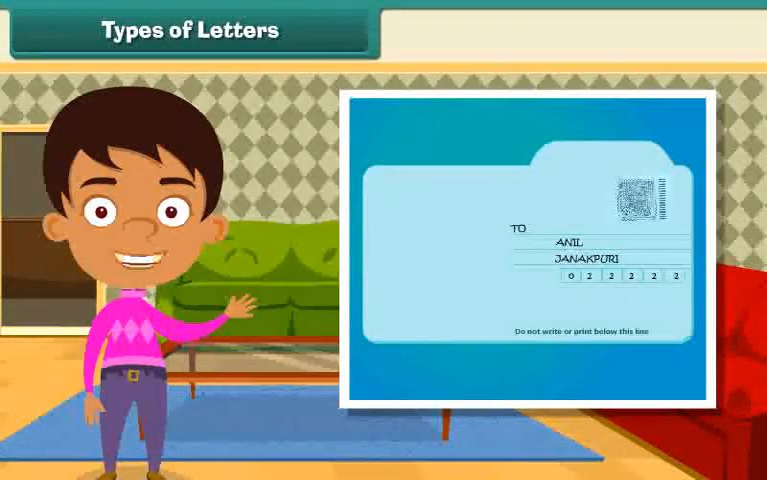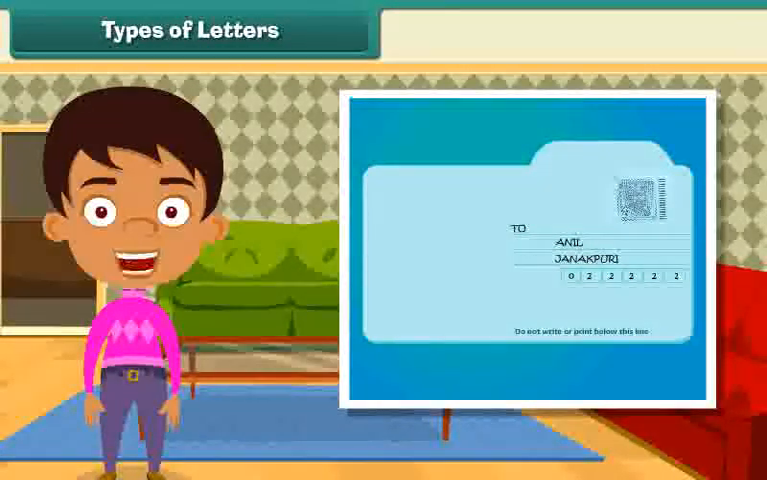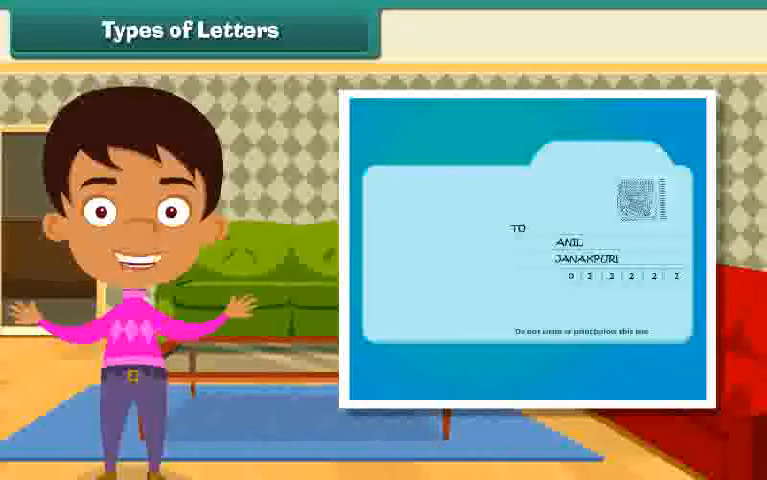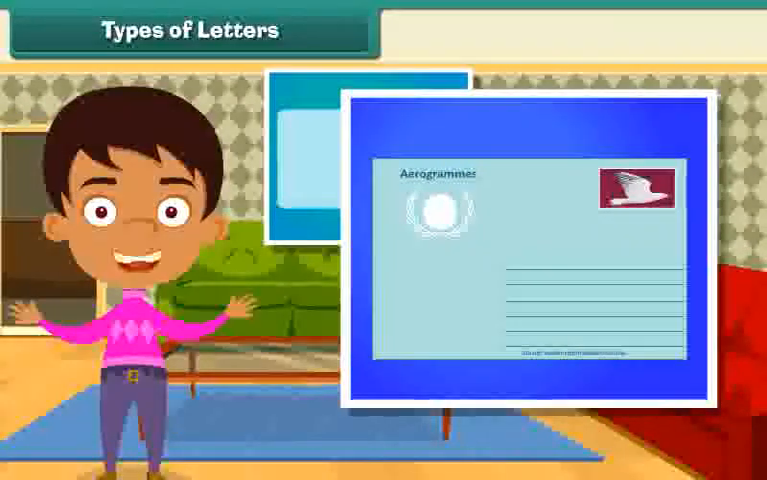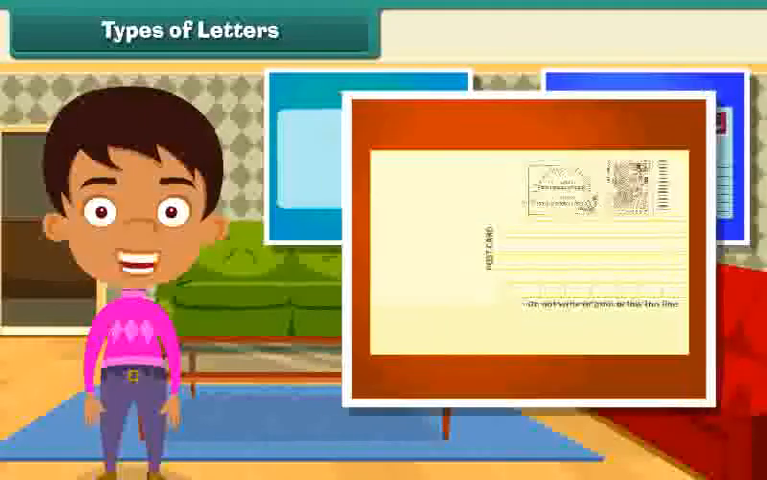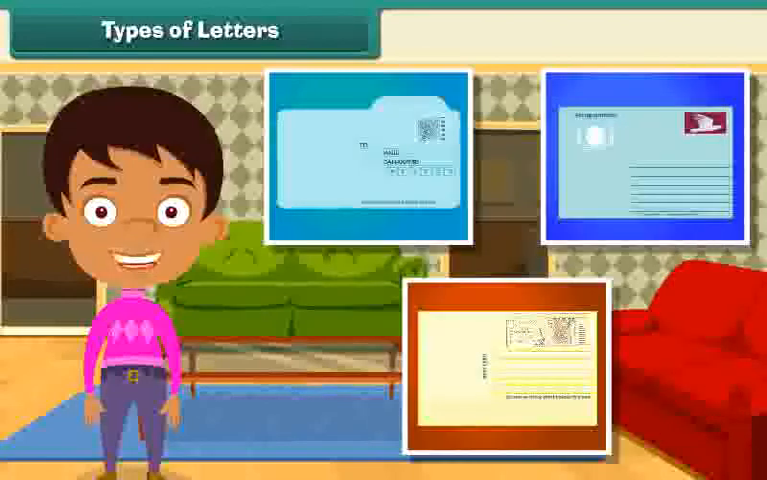The inland letter is a light blue colored sheet of stamp paper which contains a message and it gets folded in a particular way. Now let's know about aerogram. An aerogram is also a type of inland letter carried by airmail. The other type of letter is known as postcard. A postcard is meant for exchanging the information written on a small yellow-colored card.